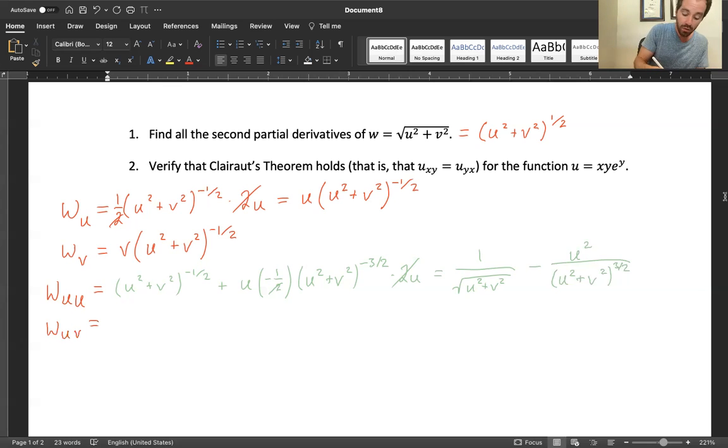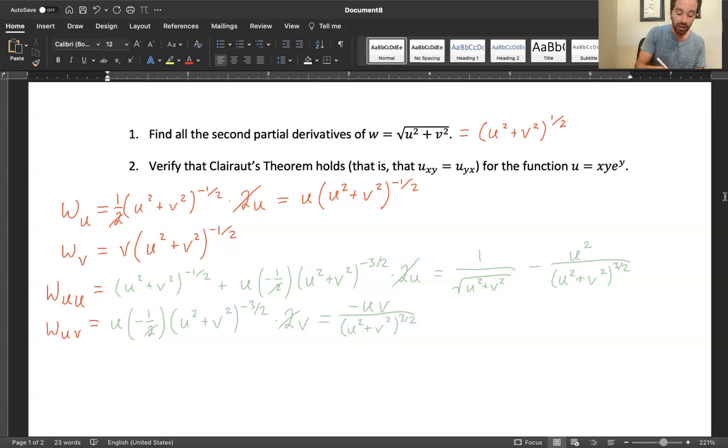So it's going to be u, regarded as a constant from v's perspective, times negative 1/2 times u squared plus v squared to the negative 3/2. That's the derivative of the outside, and the derivative of the inside from v's perspective is 2v. So these 2's vanish, and I end up with negative uv over u squared plus v squared to the 3/2 power.